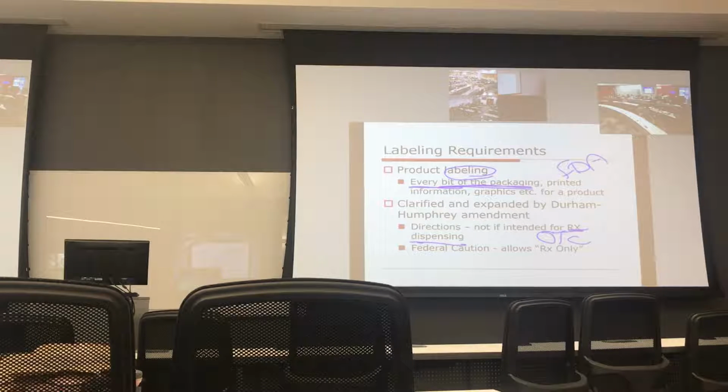The federal caution was also first required in the Durham-Humphrey, and that was the whole legend, the wording part: Caution, federal law prevents dispensing without a prescription. And that has since been shortened to Rx only, just because there's so many other things required on the label now. But that is on prescription-only products, and OTC meds do have to have their adequate directions for use.